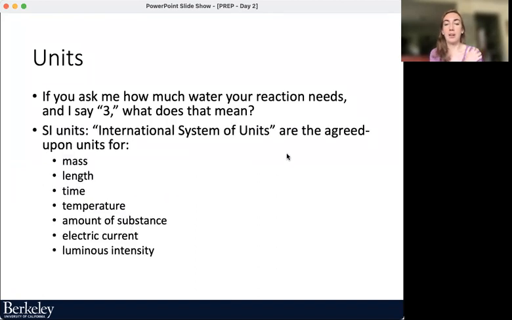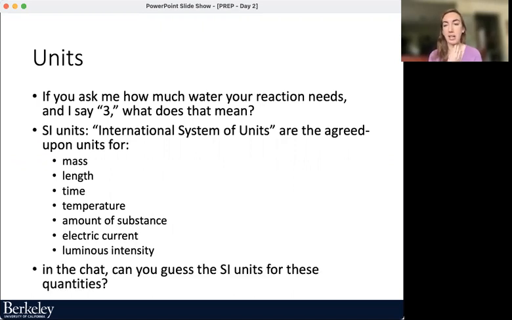So we have an international system of units that are the agreed upon units for some important quantities. That's just so that we don't have different scientists in different countries all reporting things in different units, and then everybody has to do all sorts of unit conversions. Having these agreed upon units gives us a way to all be communicating in the same language. And so we have these agreed upon units for mass, length, time, temperature, the amount of a substance, electric current, and luminous intensity.